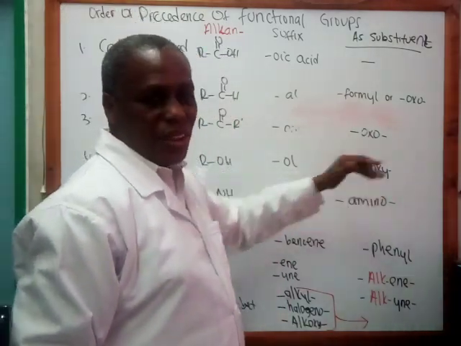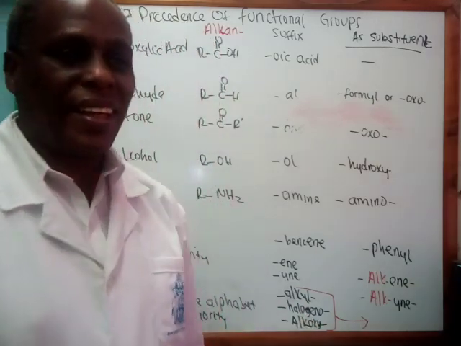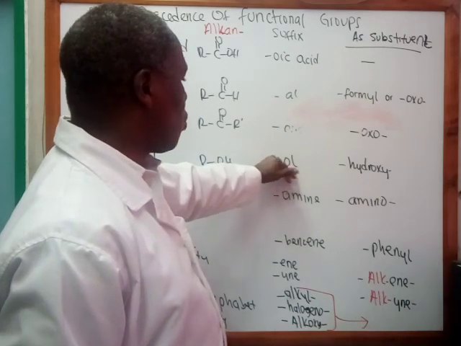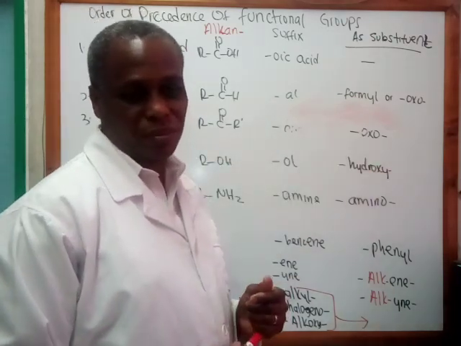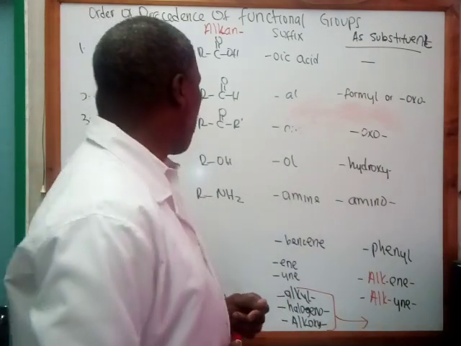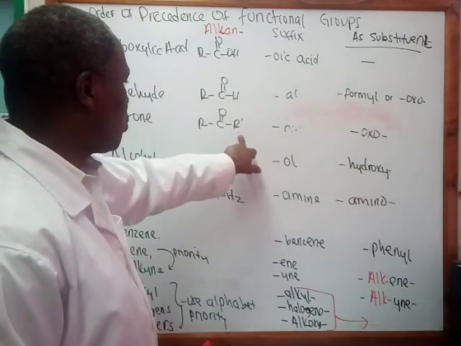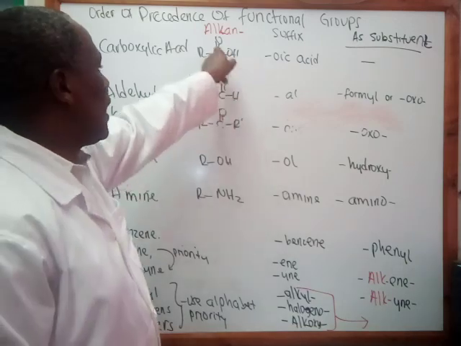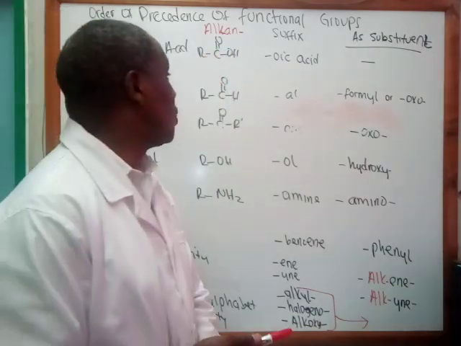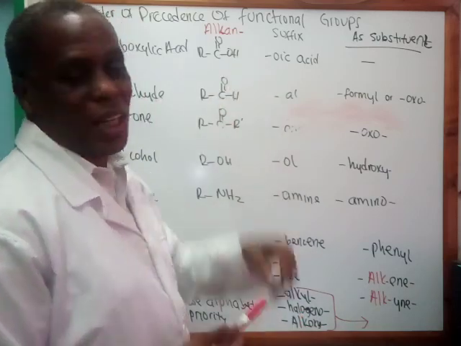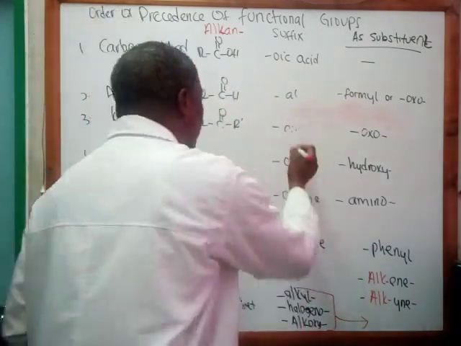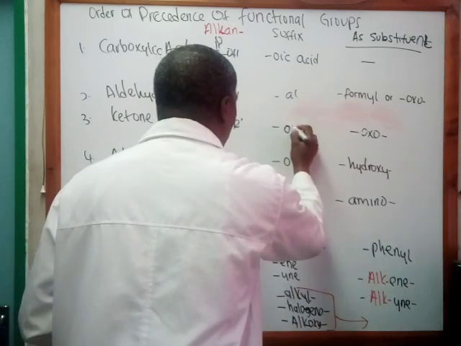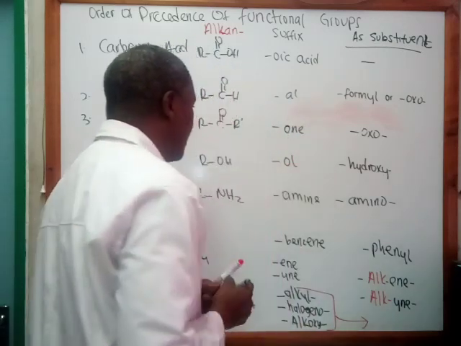In this case, if the alcohol group is a substituent, the name changes from alcohol to a hydroxy group. For example, you can have a hydroxy group as a substituent on a ketone, on an aldehyde, or on a carboxylic acid. Are we together? Okay. The O and E are deleted.